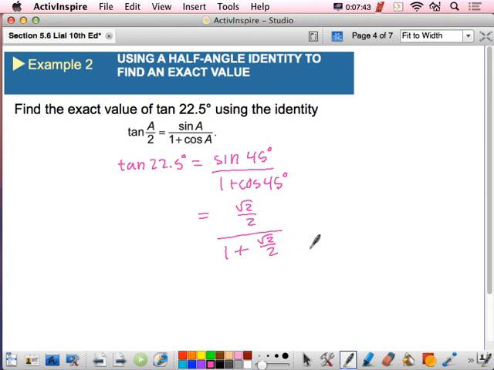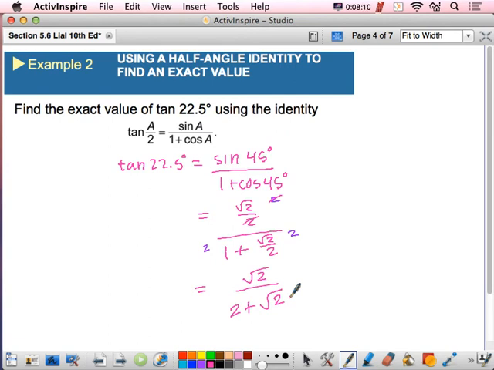And if you learn nothing else this unit, at least you will know how to simplify a complex fraction. Your Algebra 2 teachers will be so proud. So what do I do? I multiply top and bottom through by 2. So multiply by 2, multiply by 2, multiply by 2. And that equals square root of 2 over 2 plus square root of 2. Oh, that's no fun. What do I have to do now?